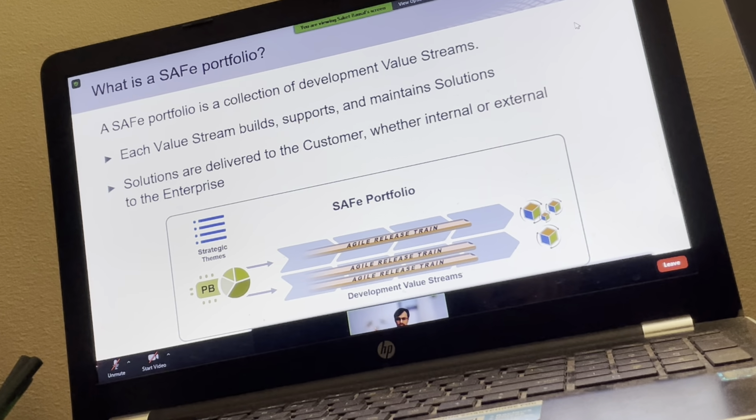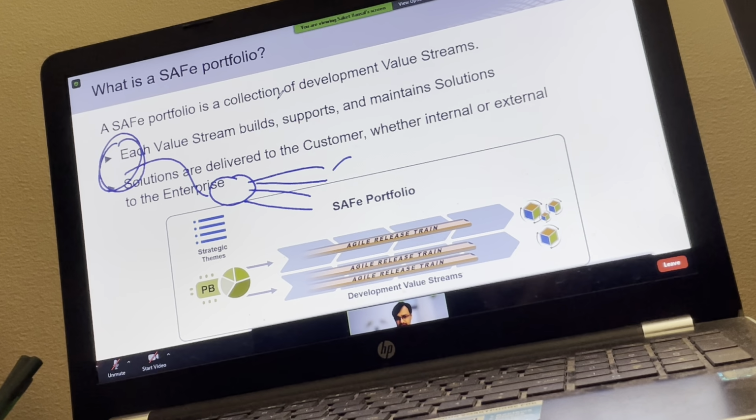So what is a SAFe portfolio? It's a collection of development value streams. Development value streams are powered by agile release trains, as we understand. Each development value stream builds, supports, and maintains some set of solutions. And solutions could be internal, which are going to our operational value stream. I hope the words are familiar now. Or they might be going to the end customer, directly to the end users. So the portfolio is something which is in between. The organization management may give some guidance to the portfolio, and the portfolio takes care of their 10 teams, 10 agile release trains accordingly.